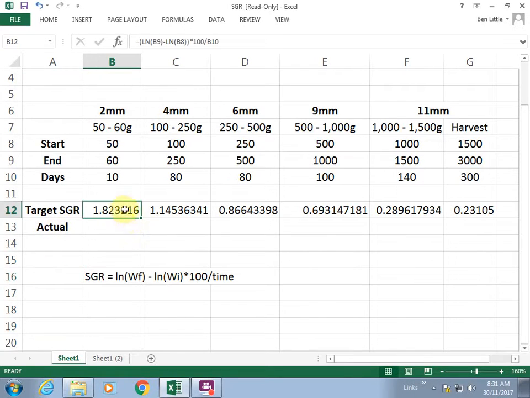Alright, so then what might happen is, if I just fill this down, hopefully it's not going to have a meltdown, which it just did.